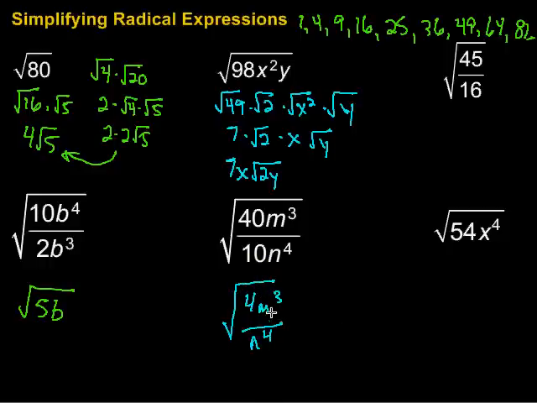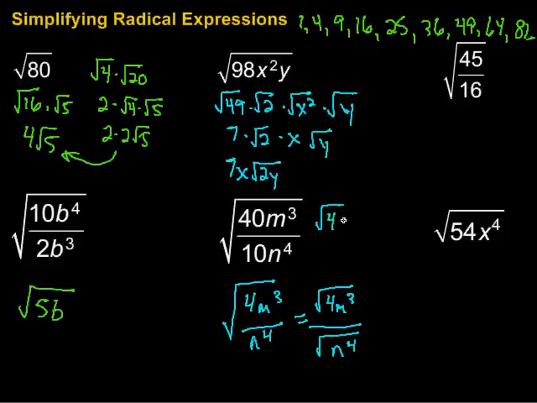Now, remember, I said if we have the square root of a fraction, we can take the square root of the numerator and the denominator individually. So I have the square root of 4m to the third over the square root of n to the fourth. Okay, now I'm getting there. Let's see. 4m to the third. Any perfect square factors? Well, 4 is. I'm going to go up here with it.